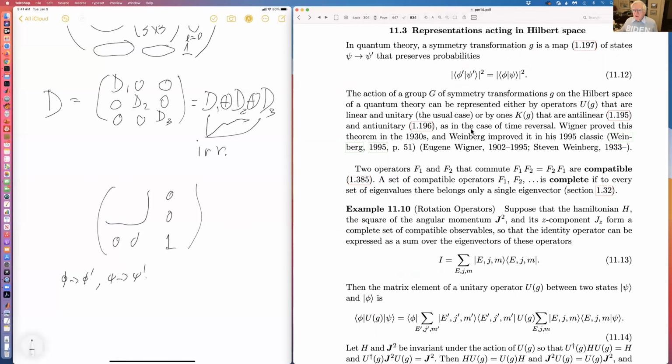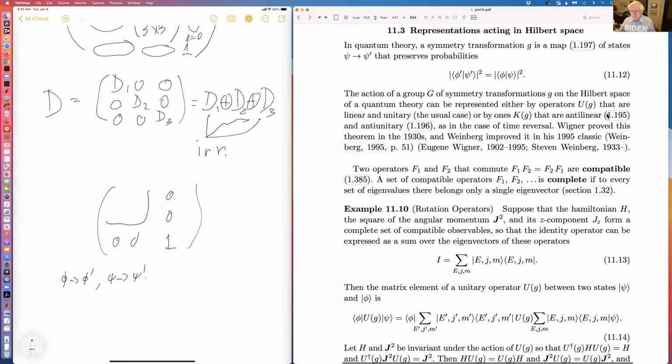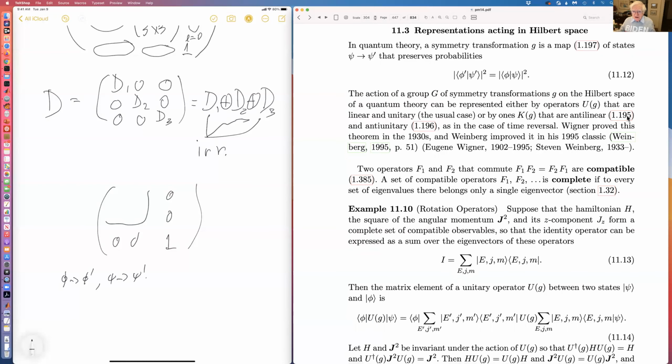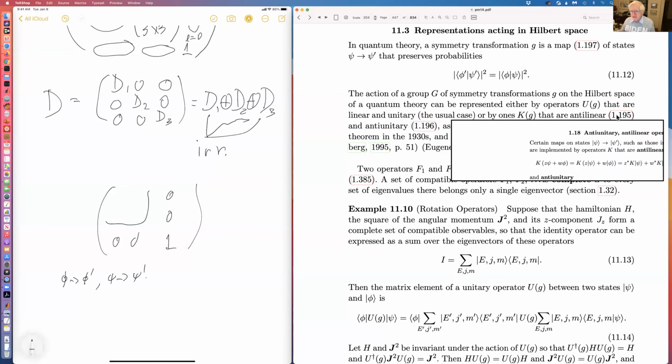In ordinary quantum mechanics, what we focus on is operators that are linear and unitary. There's another kind that's allowed, at least in principle, and that's operators that are not linear, that are antilinear and anti-unitary. These make a lot of use of complex conjugation, and they are back in equations 195 and 196 of chapter 1. So if you flip back there, you can see that. Maybe I should go back there and just say what they look like.